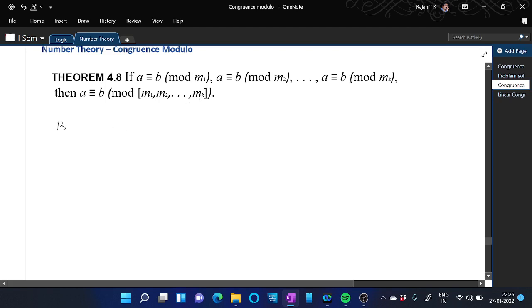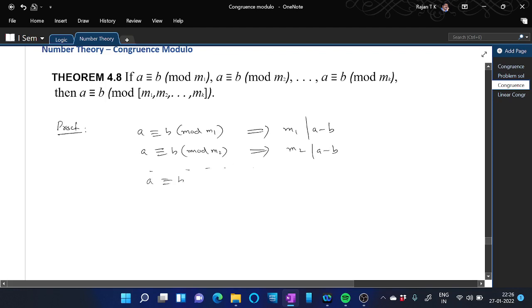So let us go for the proof here. Given A is congruent to B mod M1, which implies M1 divides A minus B. A is congruent to B mod M2, which implies M2 divides A minus B, etc. A is congruent to B mod Mk, which implies Mk divides A minus B.